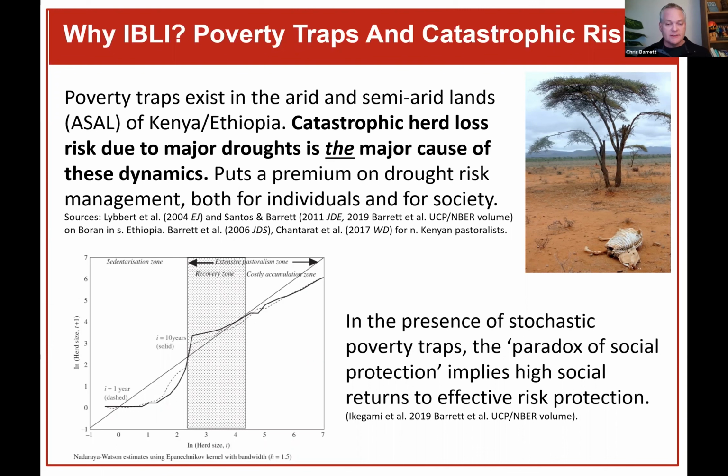Then managing that drought risk so that when bad things happen, they don't have to wait for the biological reproduction of the herd to enable them to grow their herd again. They could reconstitute their herds faster through indemnity payments from an insurer. That was the essence of trying to break the poverty trap. So the big driver of the poverty trap conditions in the pastoralist regions of this part of the world come from catastrophic herd loss during drought. That is the single biggest reason for the existence of the poverty trap. And this puts a big emphasis, a big policy premium on finding ways to manage drought risk effectively, both for individuals and for society at large.